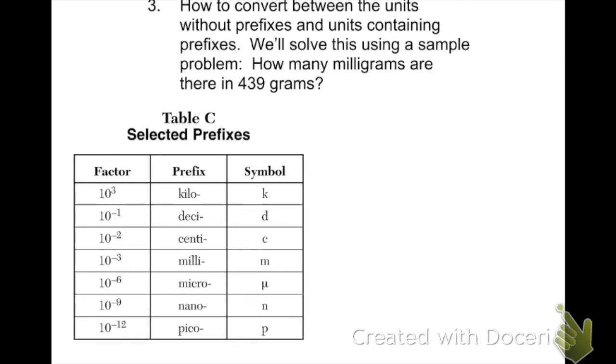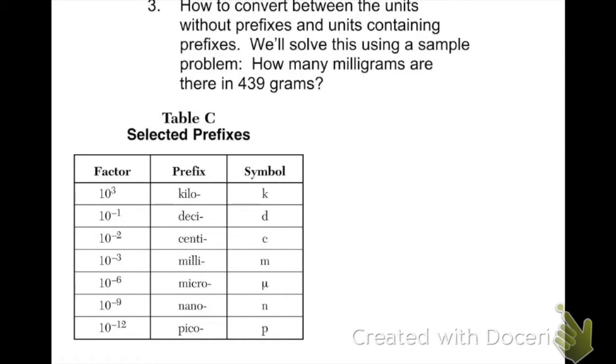So now we're going to continue where we left off in the notes. And we're going to use reference table C to convert between the units without prefixes and units containing prefixes. So basically our base units are fundamental units, and we're converting to prefixed units. So we're going to start off by solving this example problem here. We've got how many milligrams are there in 439 grams?